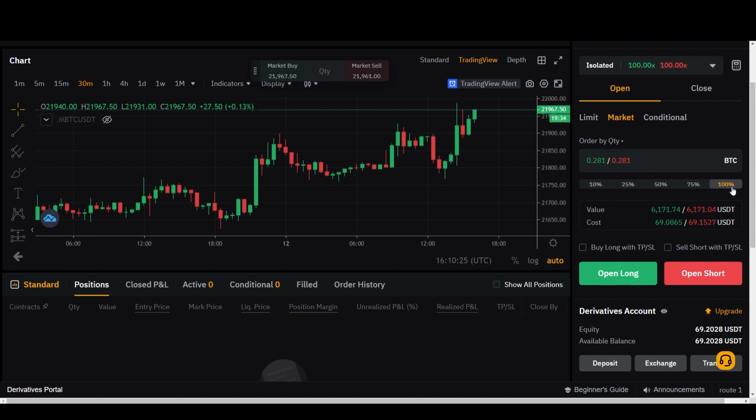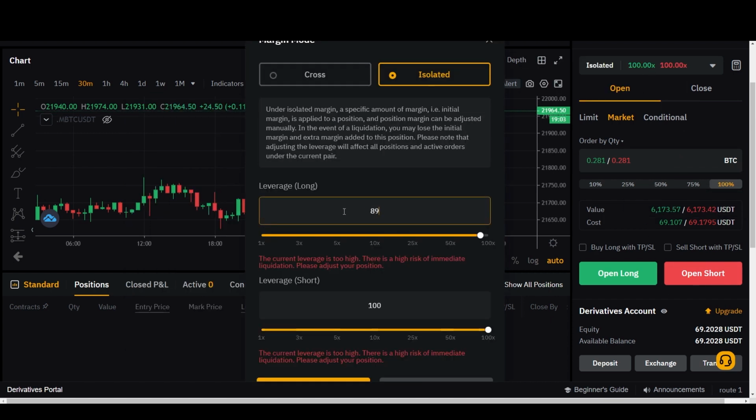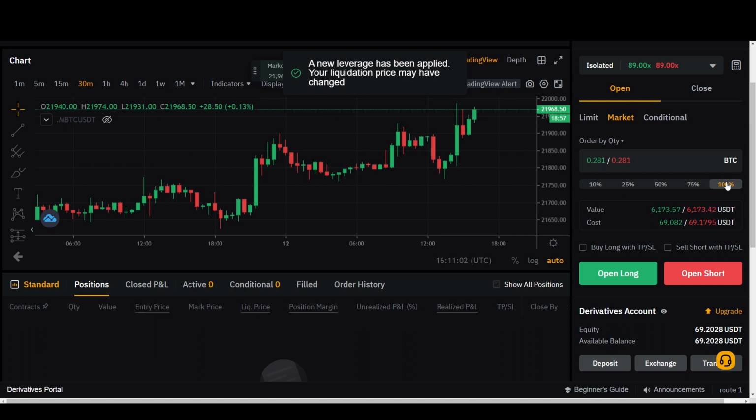It's always at like 89 leverage or something like that. Because if I do 6173.57 divided by 69.7, it's always this 89.3333333 whatever. It's never 100. But when I change this to 89, and I change this to 89, if we do 100, it goes down.